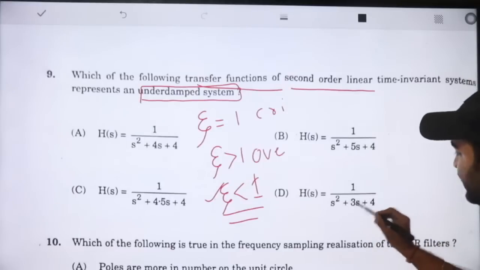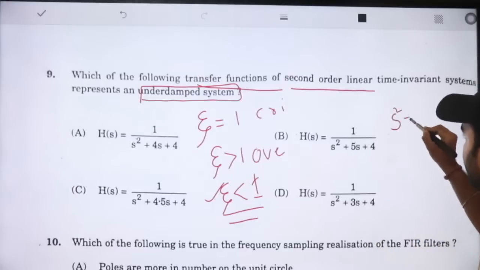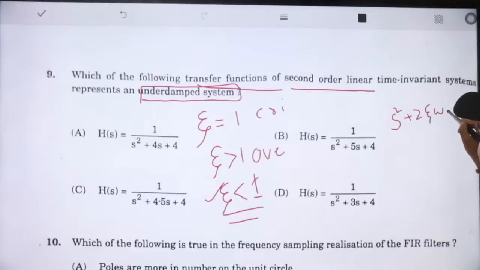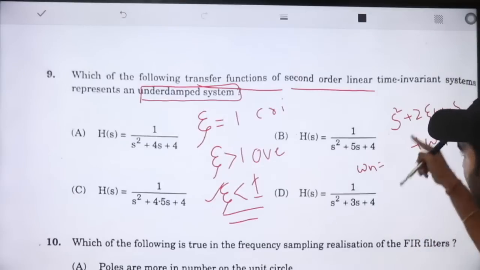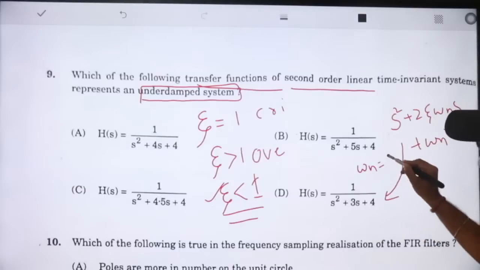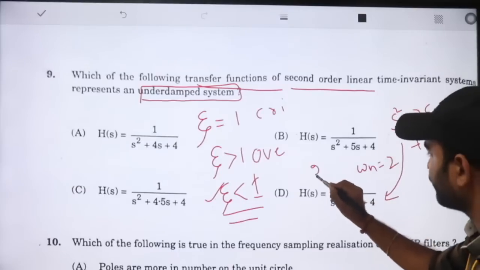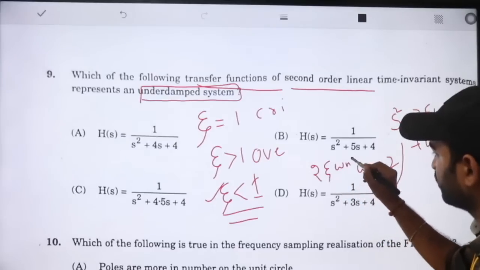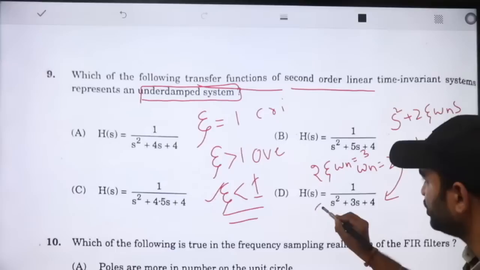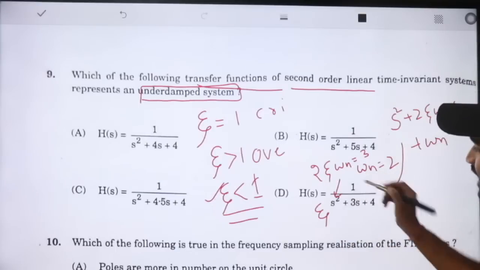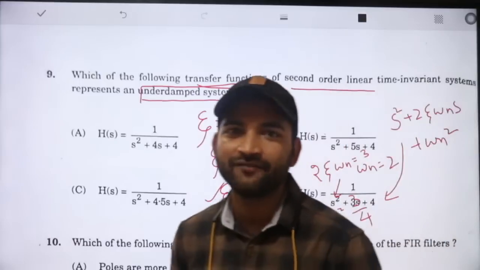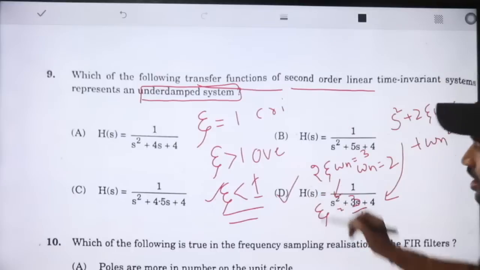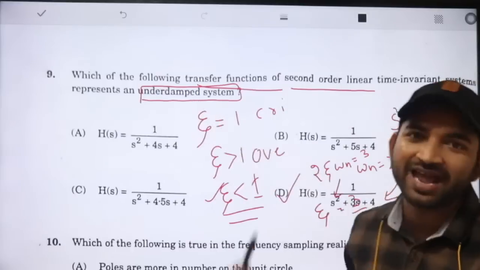It looks like s square plus 2 zeta omega n s plus omega n square. If you compare these two equations, omega n will be 2, and 2 zeta omega n equals 3, which means that if you substitute omega n here, you will get zeta value is 3 by 4, which is less than 1. So option D will be the answer for this question for the underdamped condition.